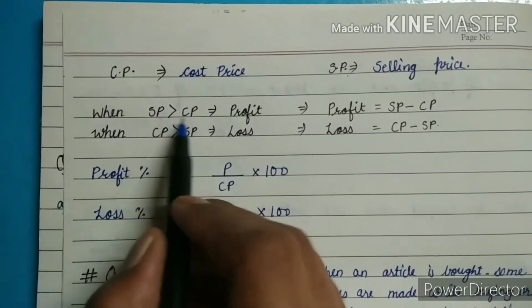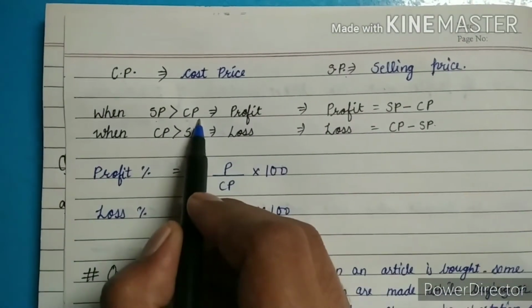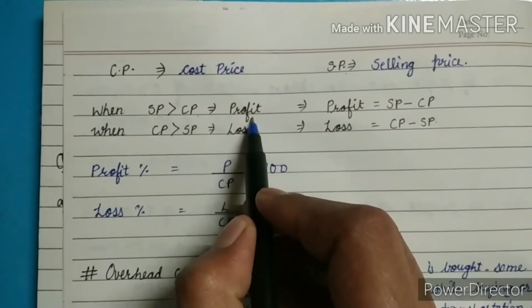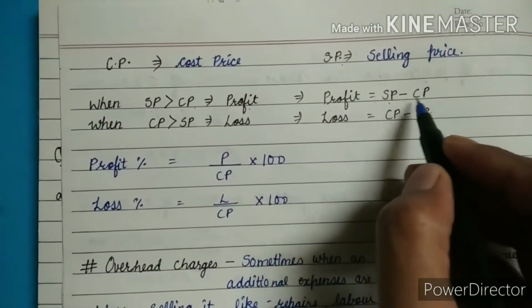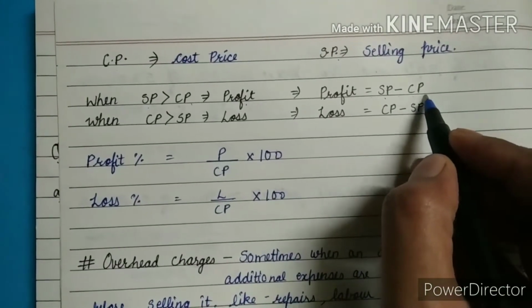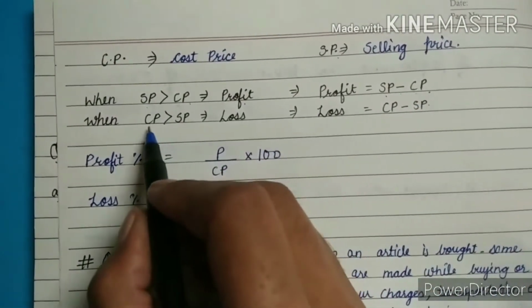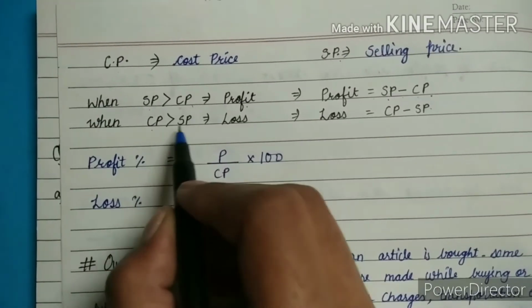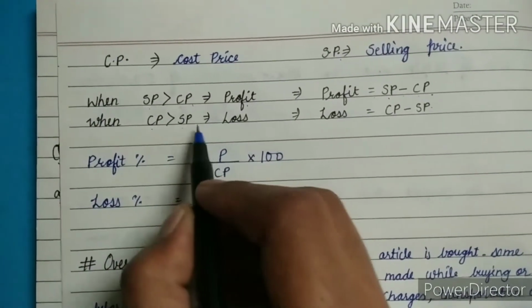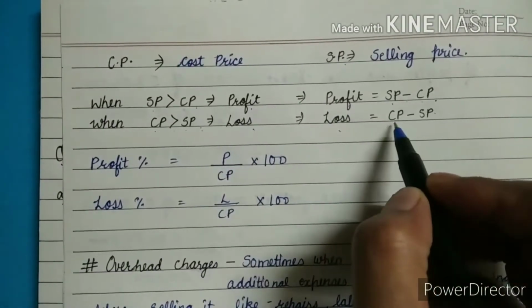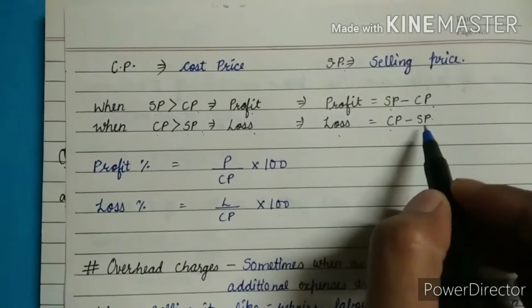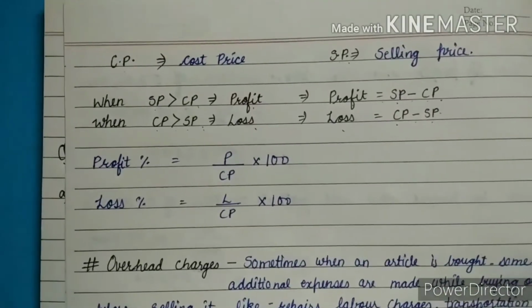When selling price is greater than cost price, we will get profit, and profit can be measured by selling price minus cost price. It's just the opposite when cost price is greater than selling price. So we will get loss, and loss can be found from cost price minus selling price.